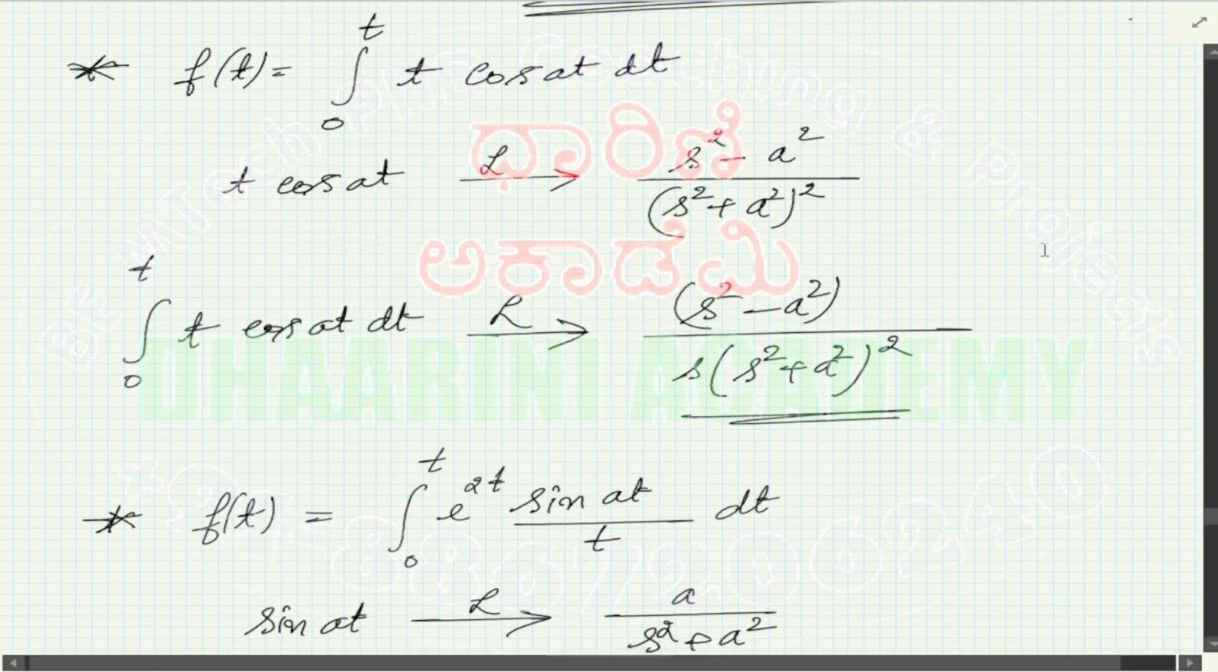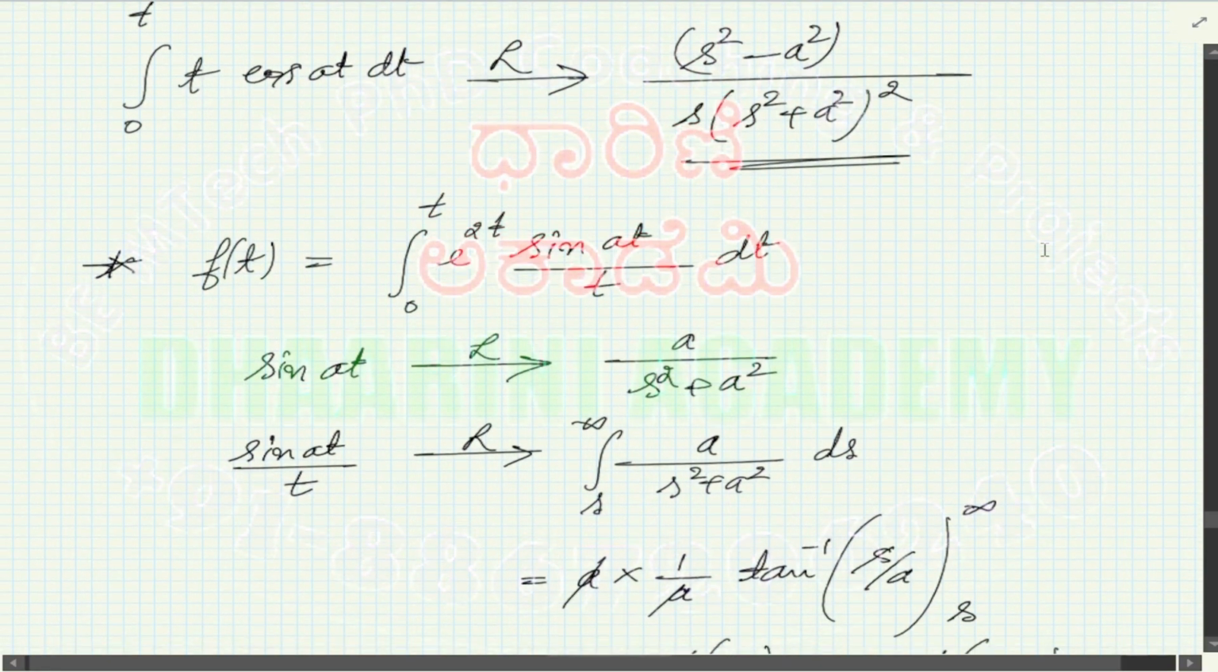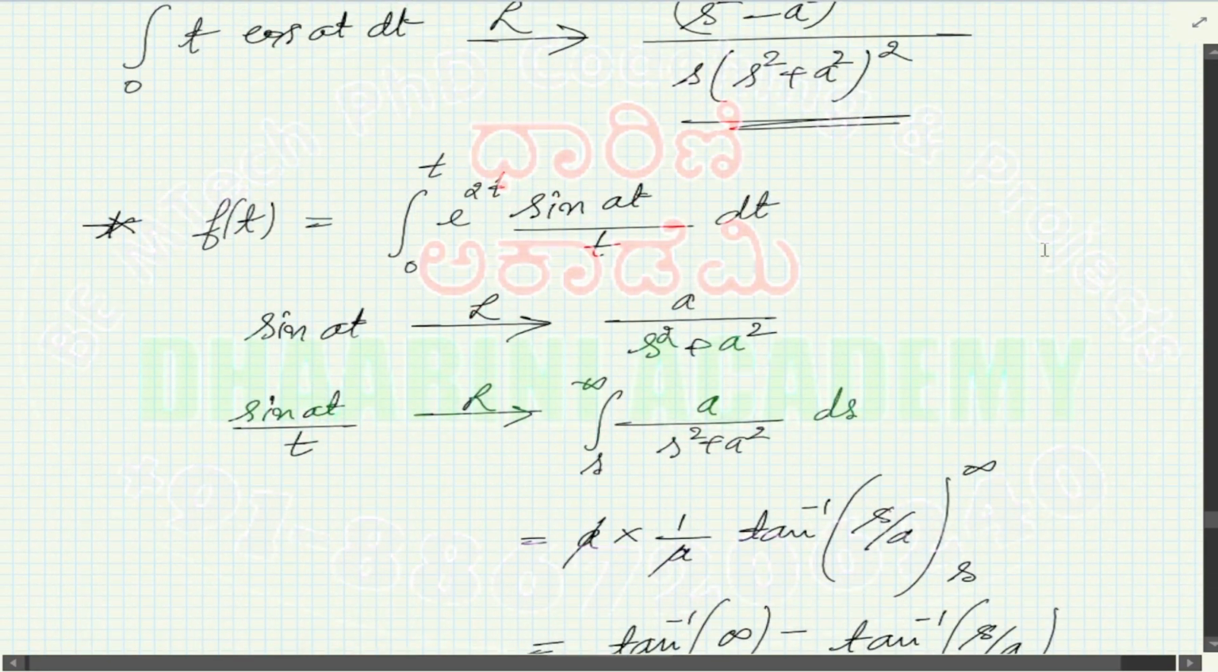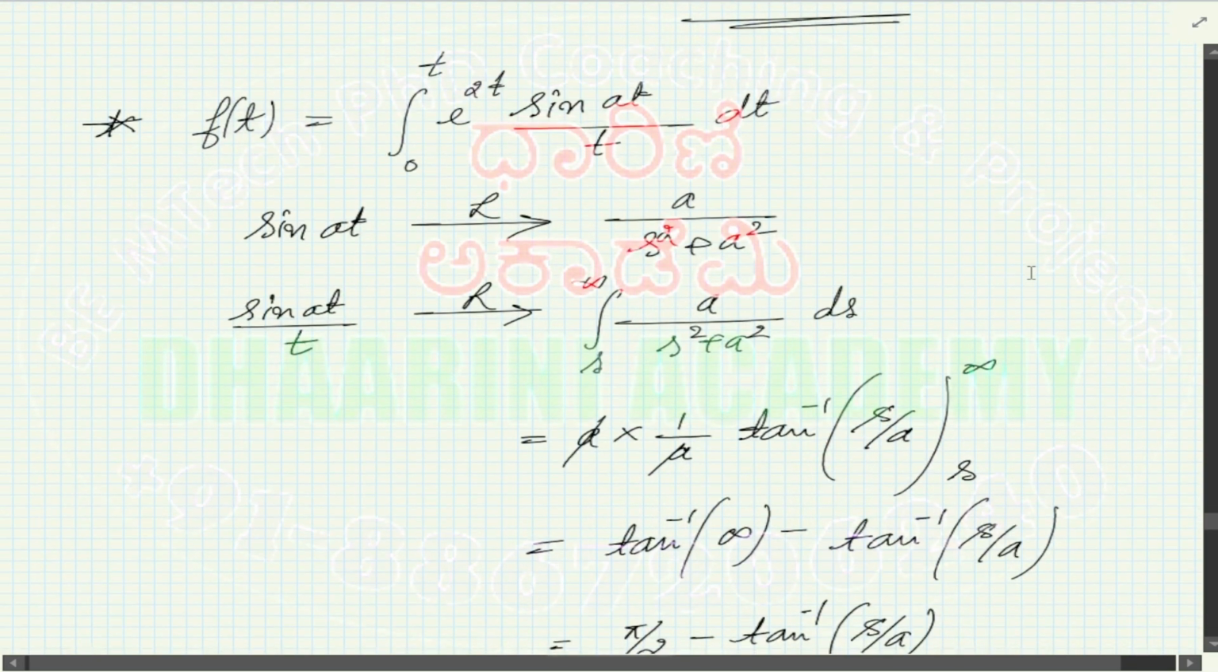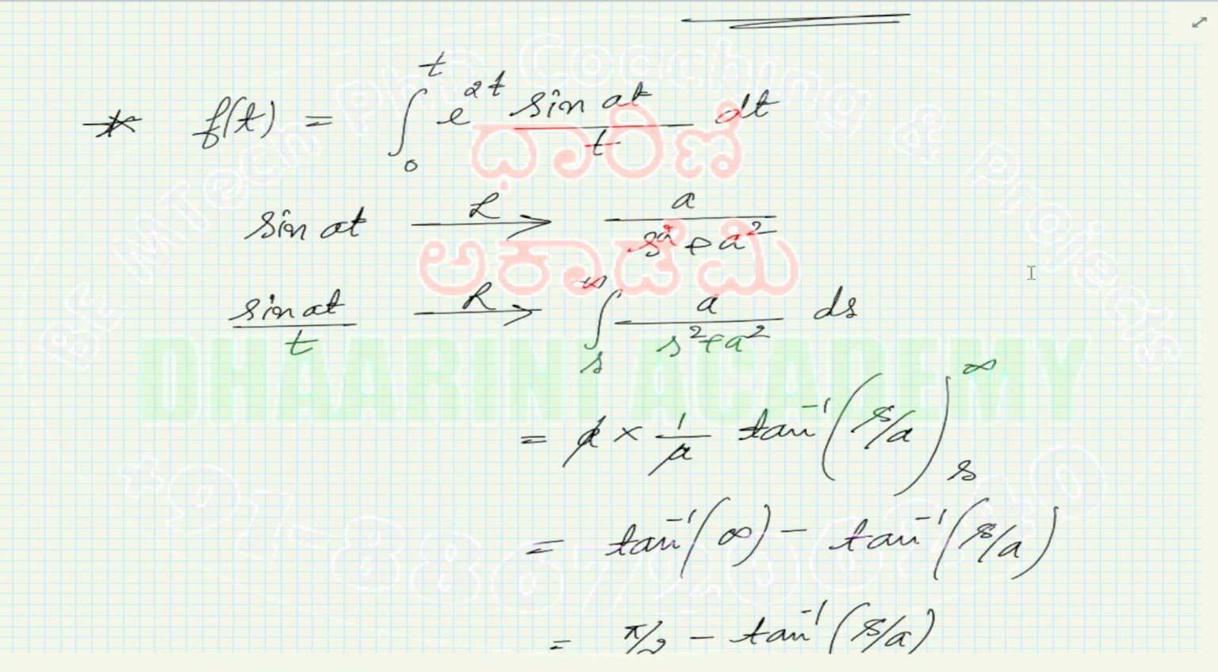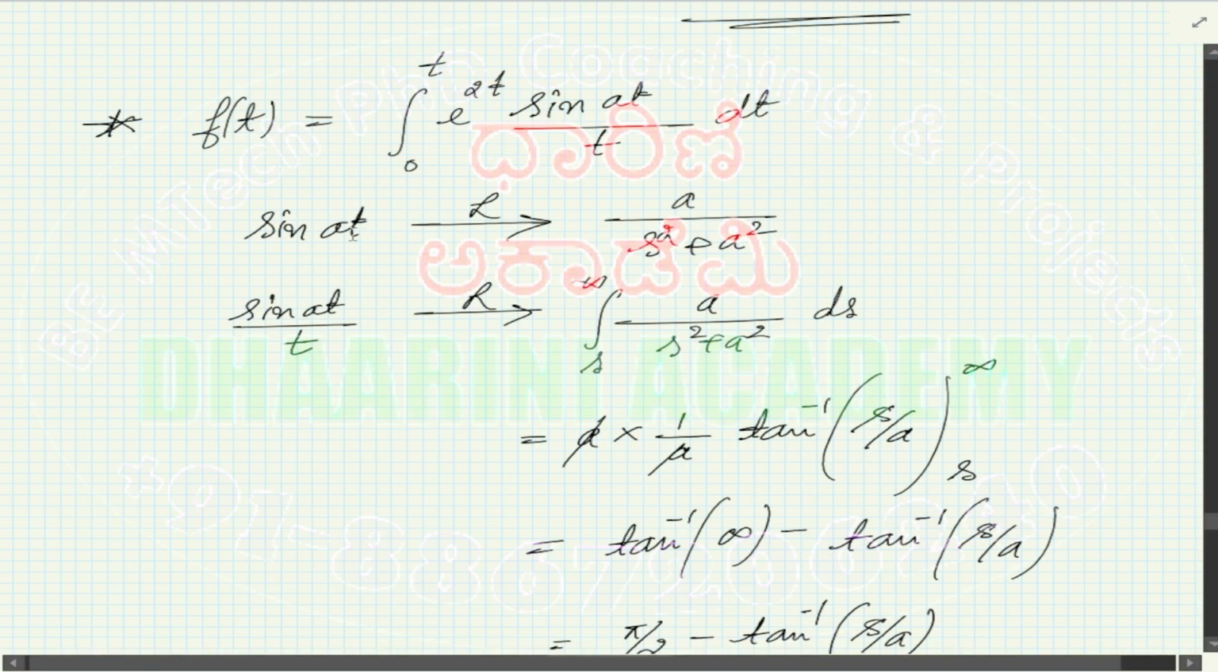Okay. This is the question. F of t is equal to integration 0 to t e to the 2t sine at by t into dt. So we move from the innermost side of this problem to solve it because there are multiple properties existing simultaneously. Right? So start from sine at. Sine at has a by s square plus a square. Right. There is a divide by t. So whenever I have a divide by t, that corresponds to integration on the s domain. Correct? So we'll do that now.